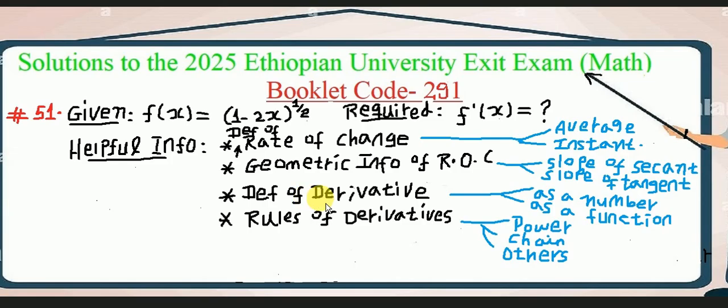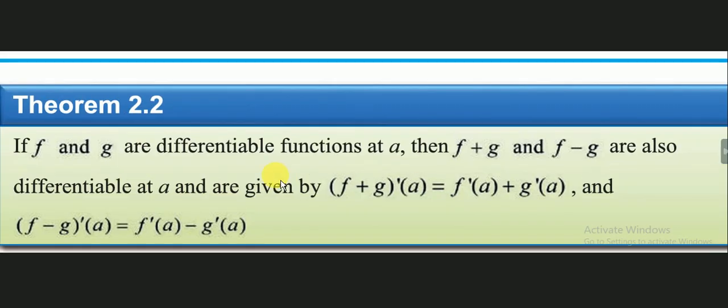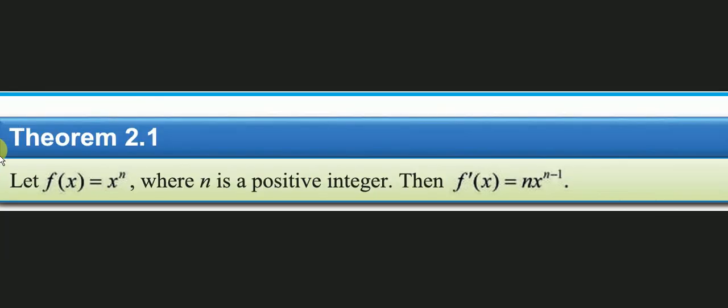Then when we read definition of derivative, we have to see two cases: derivative as a number and derivative as a function. There are several rules for differentiation, but we do not need all rules for this specific problem. We need only specific rules. For the current problem, we need the power rule. If we have a power function, the derivative of x raised to n is n times x raised to n minus 1.